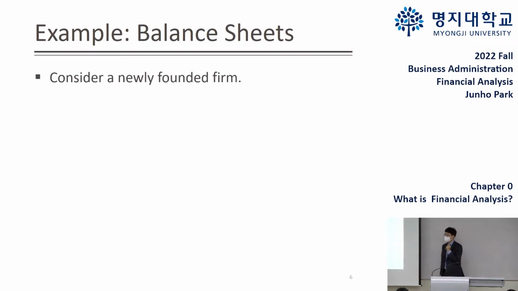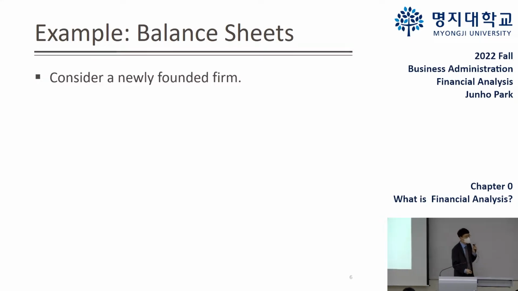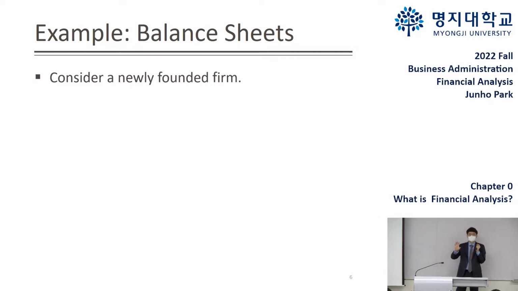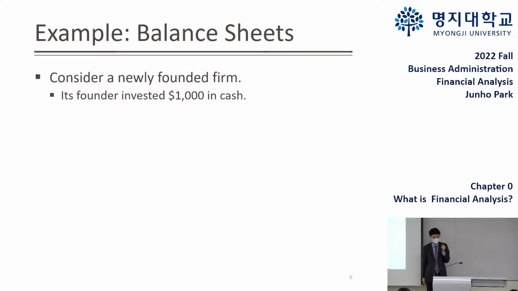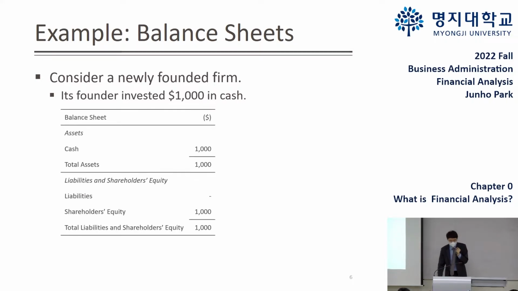So consider a newly founded firm, and let's think about a small merchandising firm. You buy something from a wholesale market and then you sell it to customers, okay? And then you, as a founder, invested your cash, which amounts to $1,000. And then you can make a balance sheet for your company.